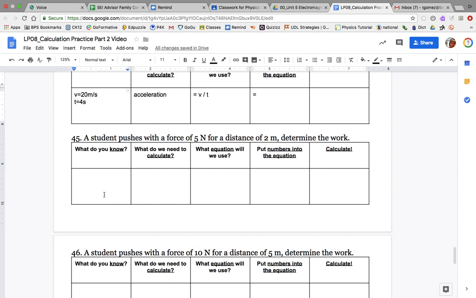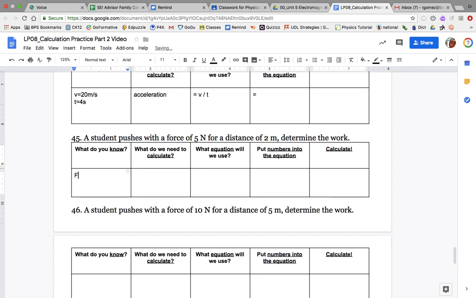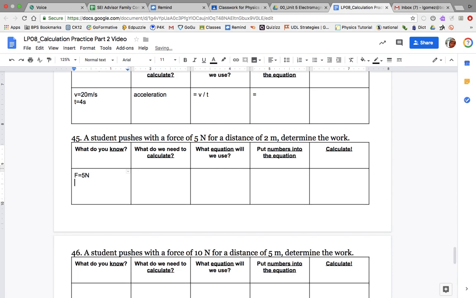Let's see here. A student pushes with a force equal to 5 newtons. Distance is equal to 2 meters. Determine the work. So we're going to calculate work, and we have force and distance.